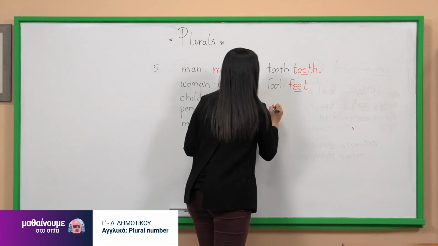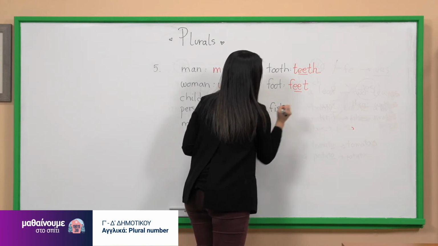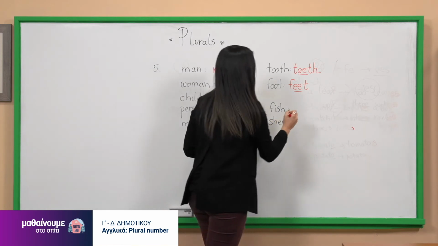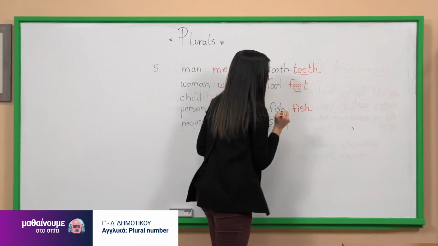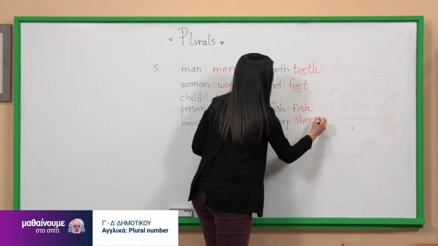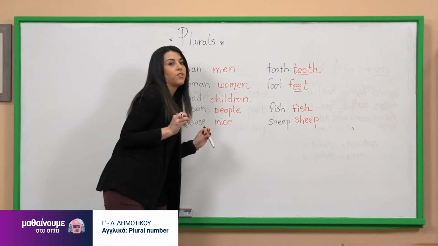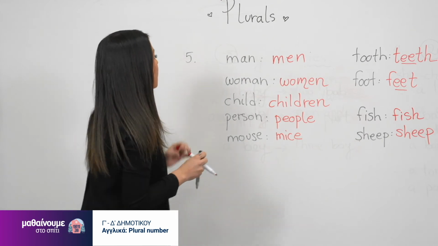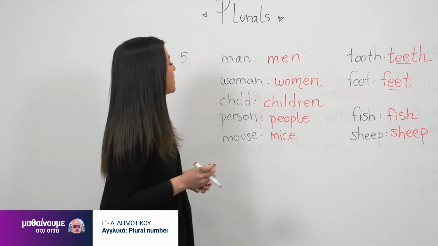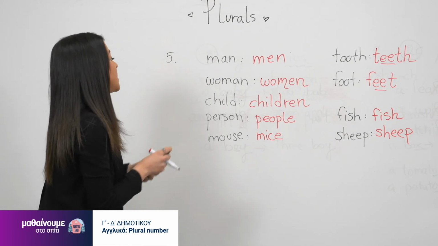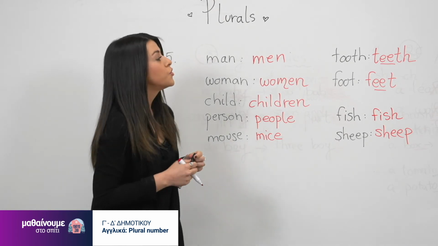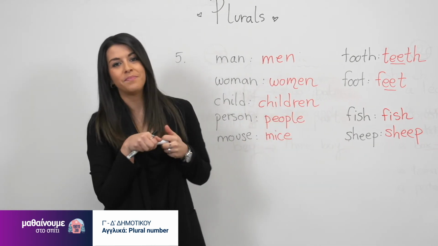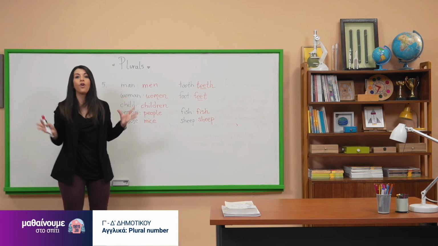And then, two stay the same, exactly the same. These are fish, το ψάρι, and sheep, το πρόβατο. Fish becomes fish, and sheep becomes sheep. So, υπάρχουν και κάποια άλλα, αλλά δεν θα τα μάθουμε τώρα, δεν είναι σημαντικά. Αυτά είναι τα πιο βασικά, the most important ones. So, we have man, men, woman, women, child, children, person, people, mouse, mice, tooth, teeth, foot, feet, and then the same, fish, fish, sheep, and sheep. So, these are all the rules.